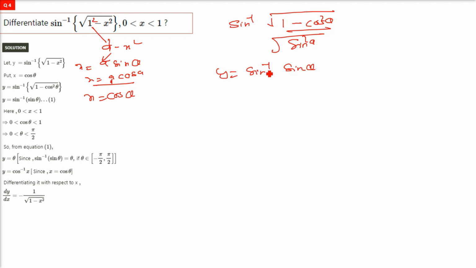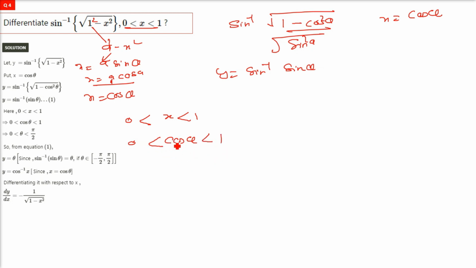So if you do dy by dx, it is basically differentiating theta only. But theta has to be in terms of x, not like that. But there is a boundary being given. x should be between 0 and 1. So when x is between 0 and 1, you have to show that yes, the theta I have taken is between this boundary only.